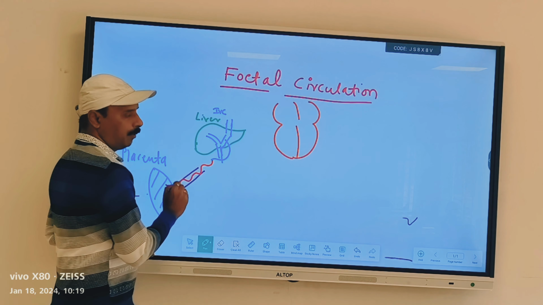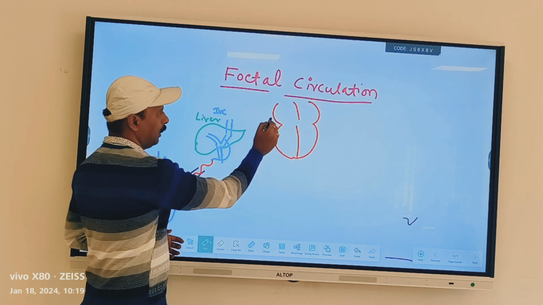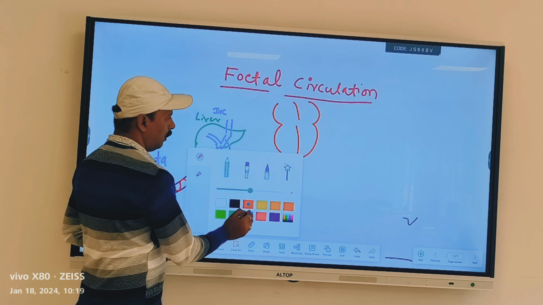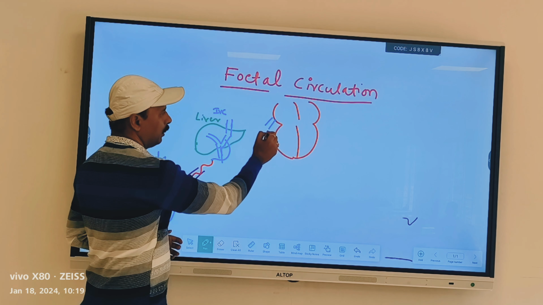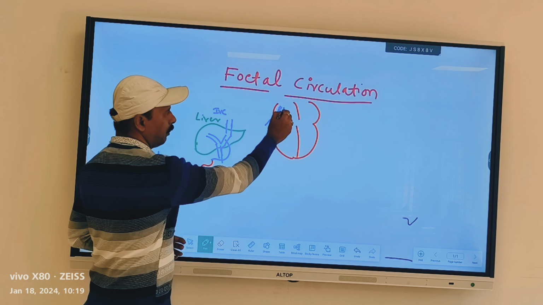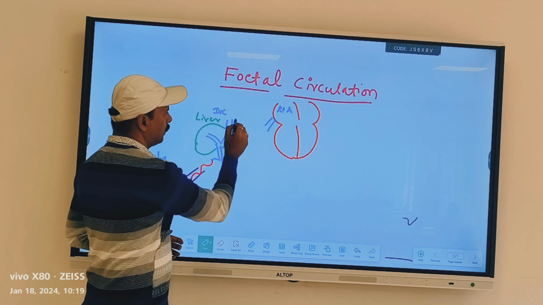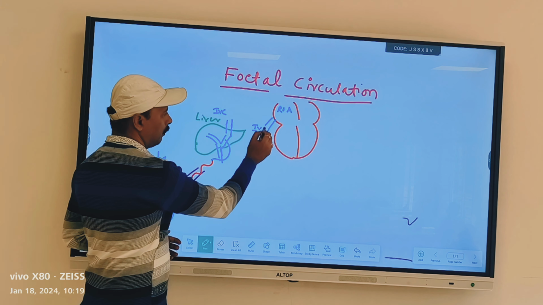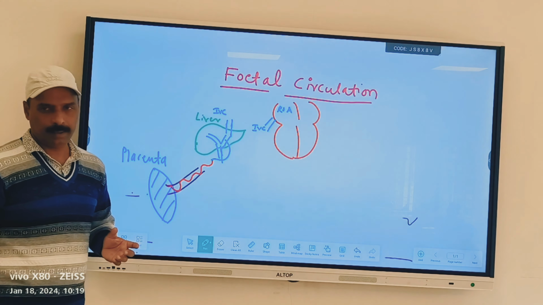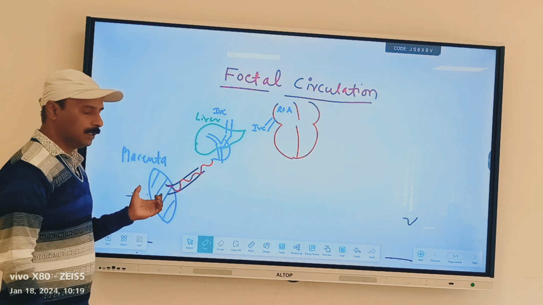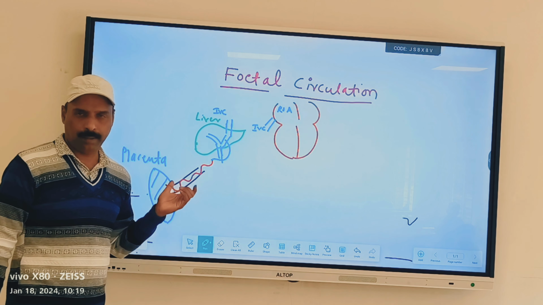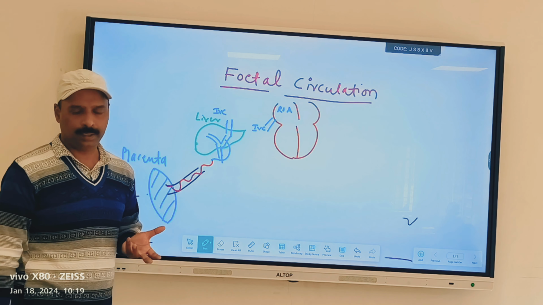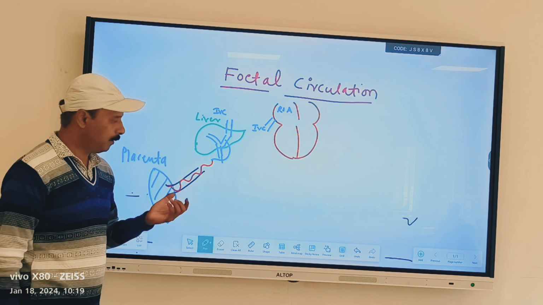So this inferior vena cava is opening into the right atrium. I hope you understood. The placenta is an organ for nutrition and oxygen supply to the fetus.